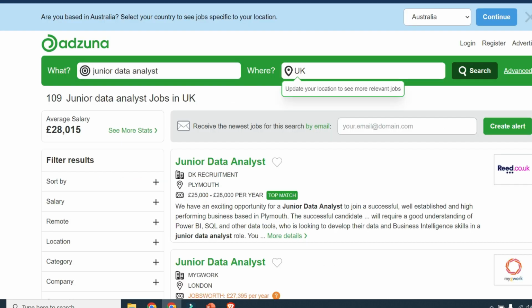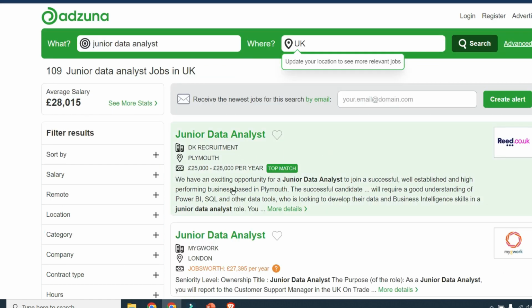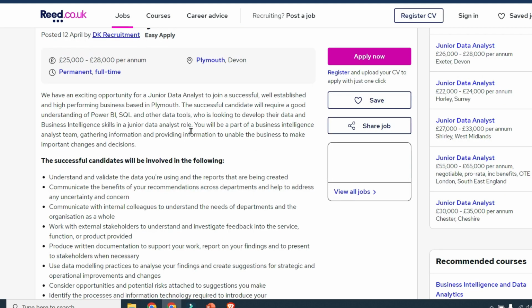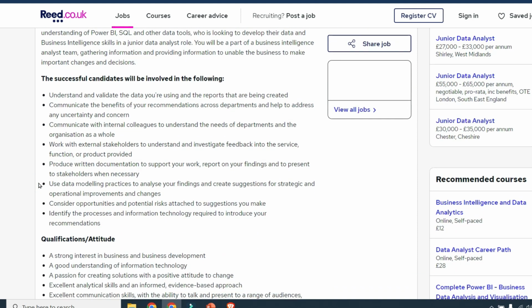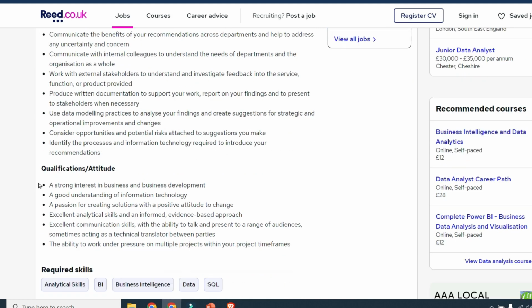Let's have a look at some jobs in the UK. Again, I've searched on junior data analyst. And the first one here, junior data analyst, 25 to 28,000 pounds. Let's have a look. So this one's asking for Power BI and SQL. They're the only two tools that it asks for, which is nice because you can get really good at those on your own. It's important to read through all of these bullet points here because this is exactly what you're going to be putting on your resume.